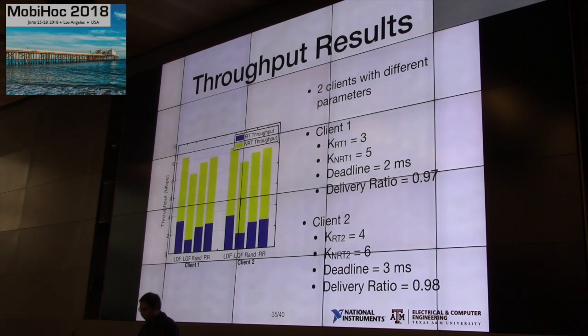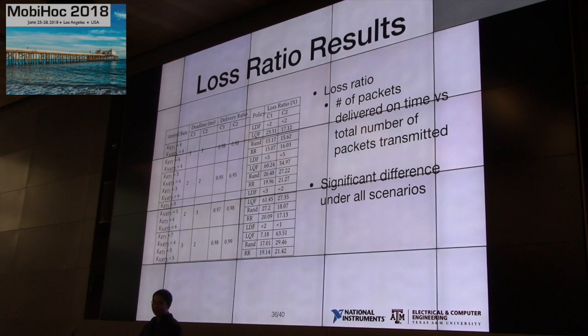And of course, you can also compare the loss ratio between the number of packets that's delivered on time versus the total number of packets that have been transmitted. And what you can see is, of course, the optimal policy performs a lot better than the others, and you can see that with the largest deficit first policy you get 2% error rate, or less than 2% error rate, whereas other policies get 23, 25, as high as 60% for some of the policies in some scenarios.